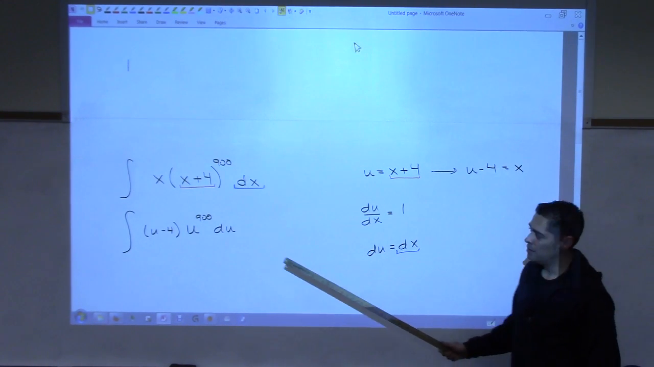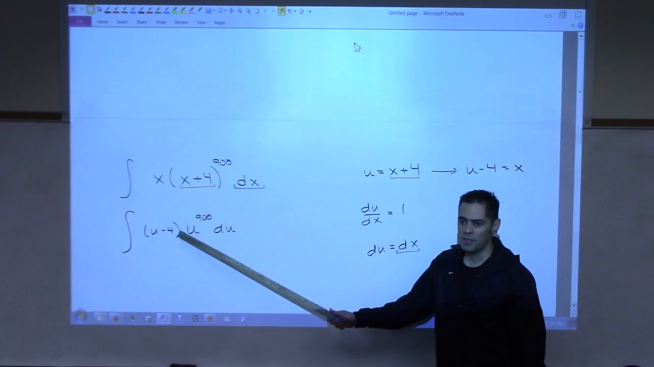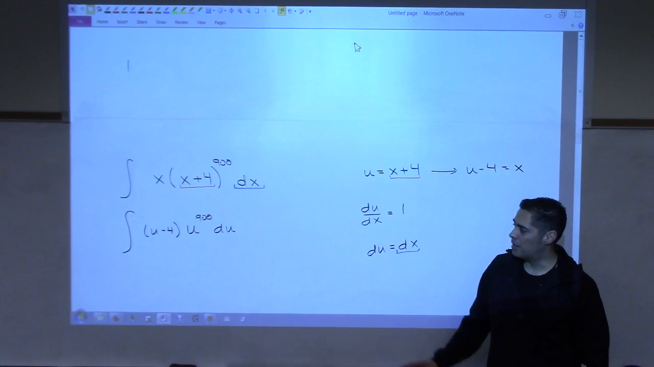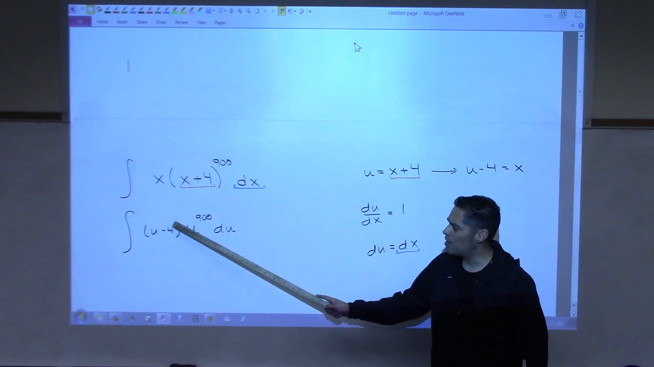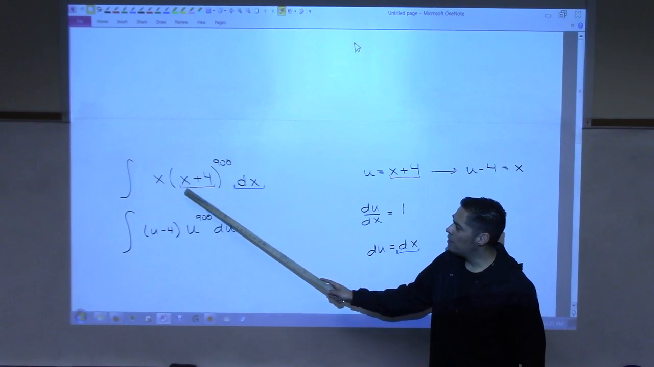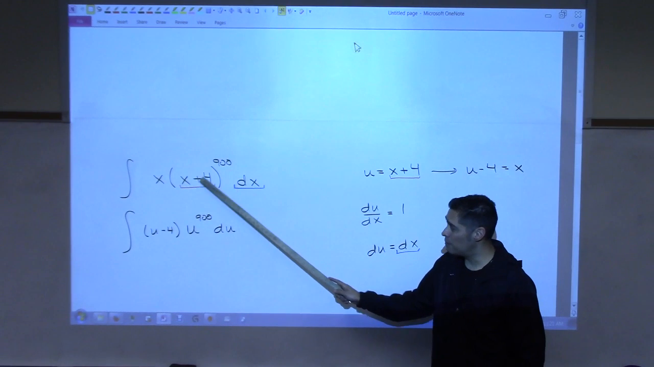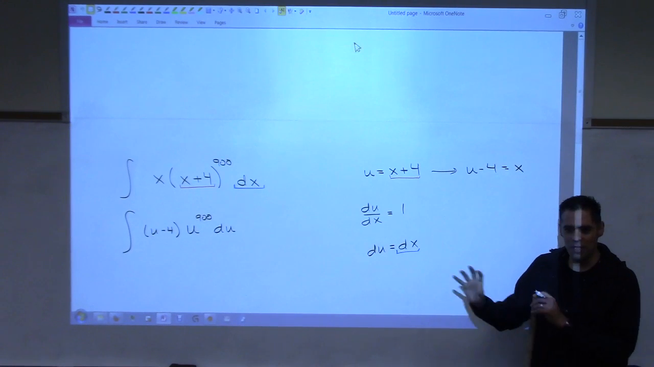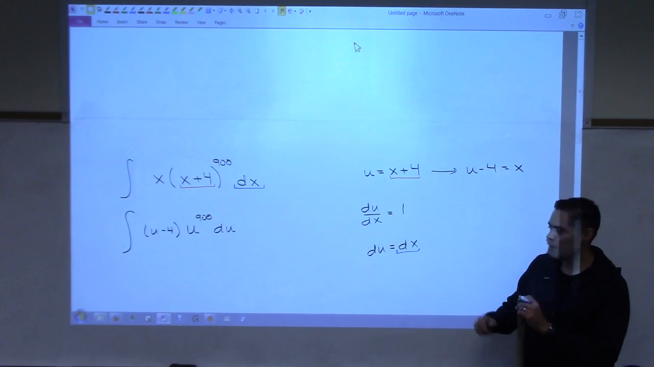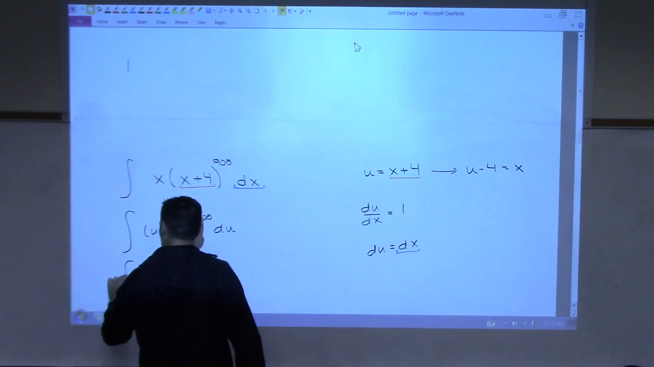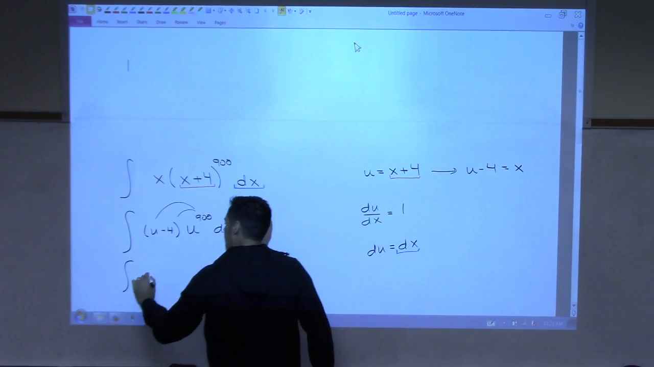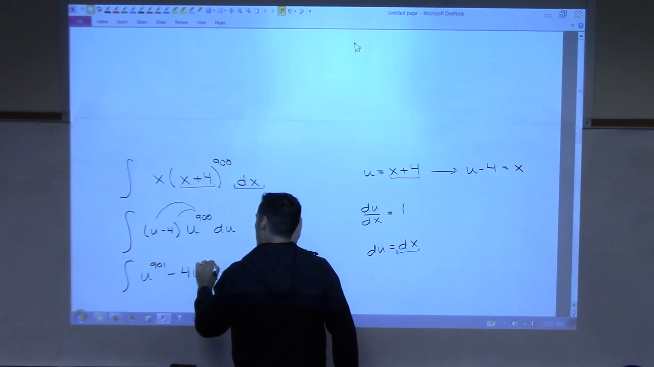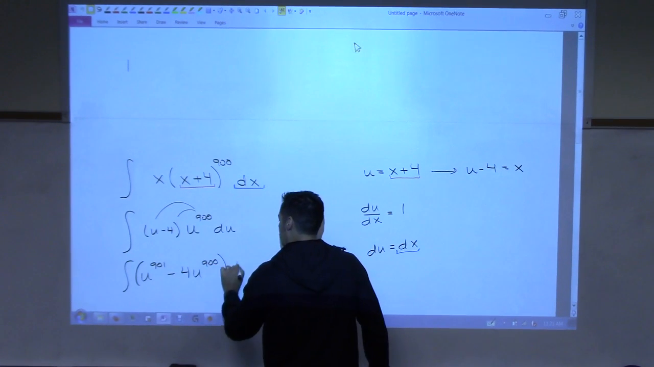Absolutely, yes, it did. Can you distribute this u to the 900th through the parentheses now? Yes, you can, because this binomial is raised to the first power. The reason you couldn't distribute the x through is we had a binomial to the 900th power, which you have to figure out first. In some weird way, we have switched the roles of the pieces. So now, when I distribute through, I get u to the 901st power minus 4u to the 900th power, du. I still have two terms in there.